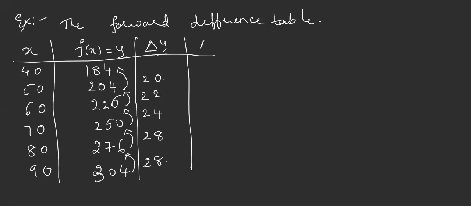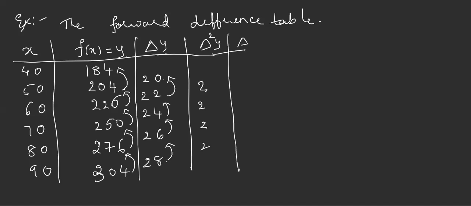Next is delta square y. Take the difference of the first forward differences and you get the second forward difference. 22 minus 20, then 26 minus 24, and 28 minus 26. Everywhere the difference is 2. Now delta cube y: what is the difference? Isn't it 0?